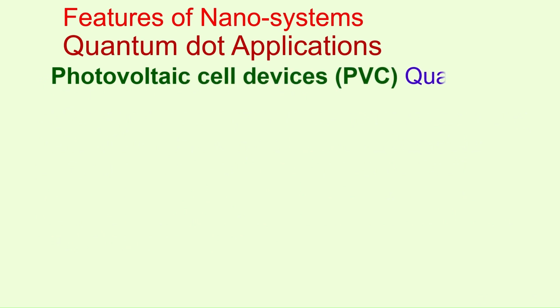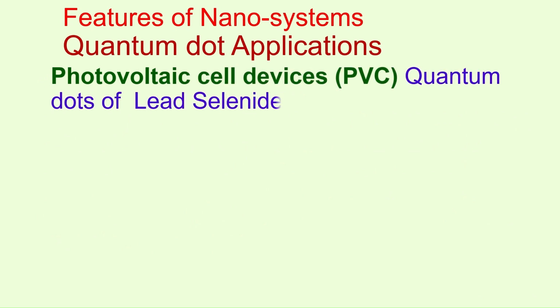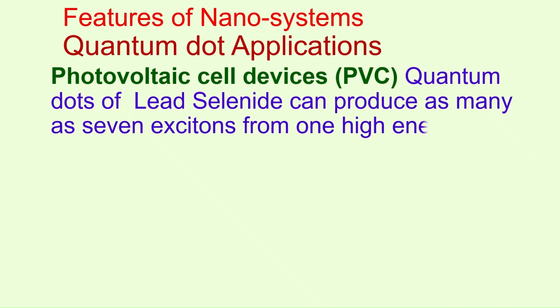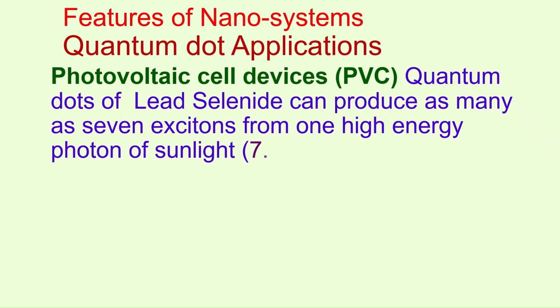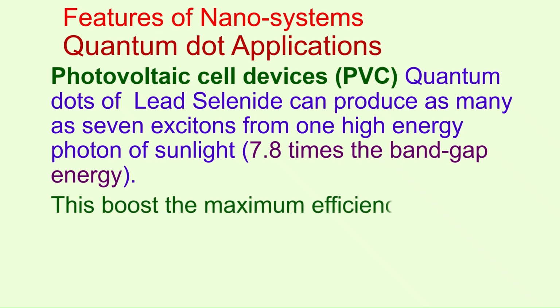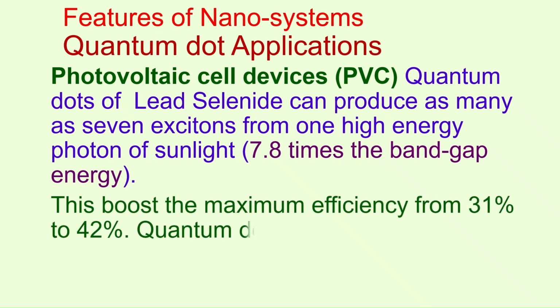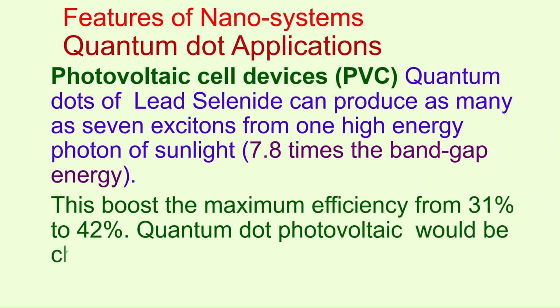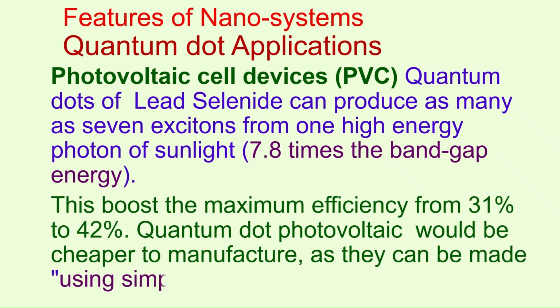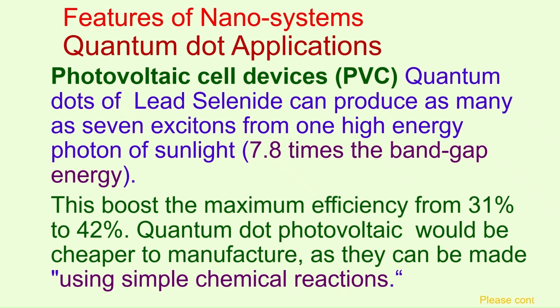Photovoltaic cell devices, PVC. Quantum dots of lead selenide can produce as many as 7 excitons from one high-energy photon of sunlight, 7.8 times the bandgap energy. This boosts the maximum efficiency from 31% to 42%. Quantum dot photovoltaics would be cheaper to manufacture, as they can be made using simple chemical reactions.